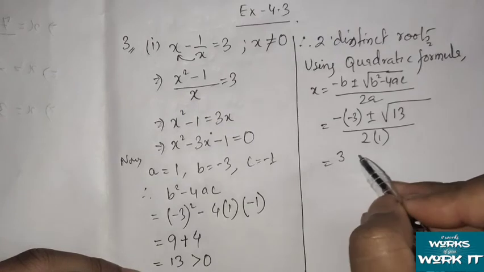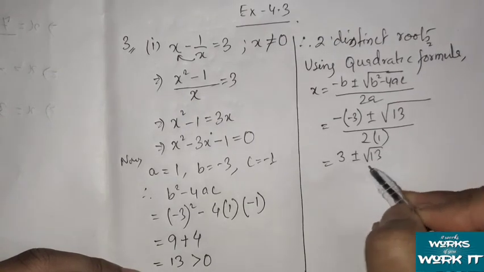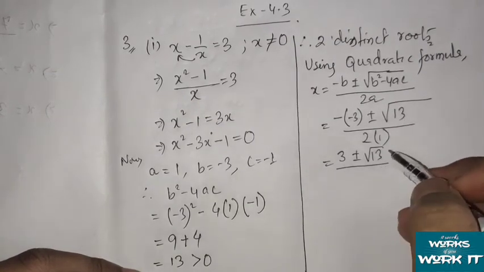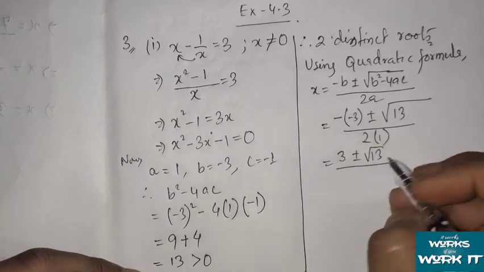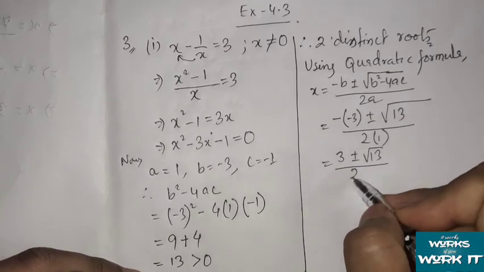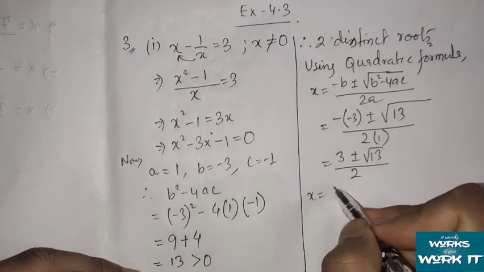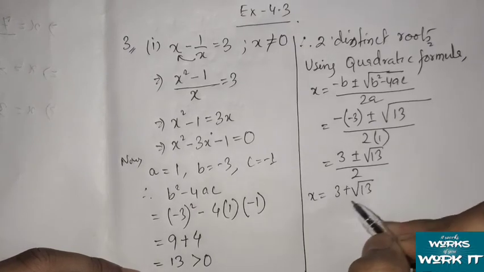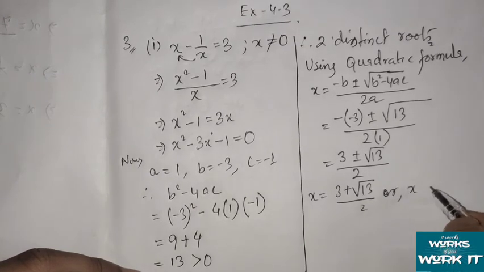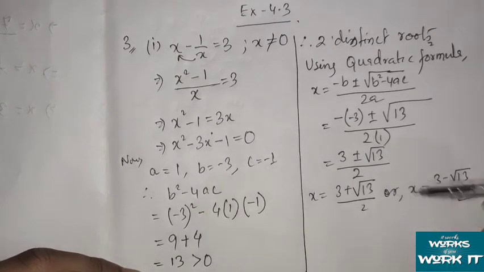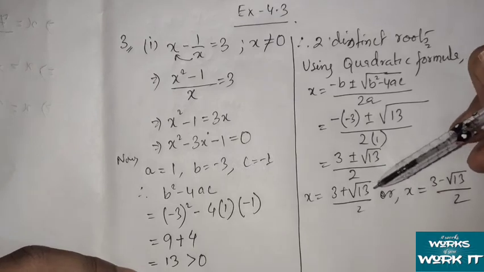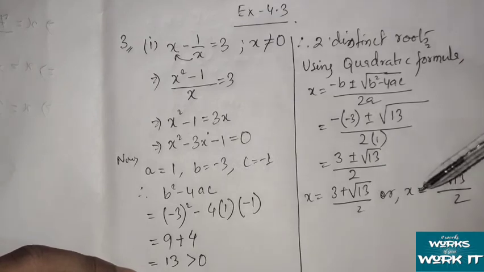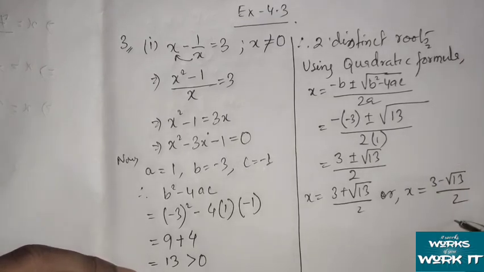So it becomes 3 plus minus root 13. There is no natural number value of root 13, so it is 2 into 1, 2. Once we will use the plus sign, and once we will use the negative sign. Since we cannot eliminate the root from 13, we will keep it as it is, and this is our answer.